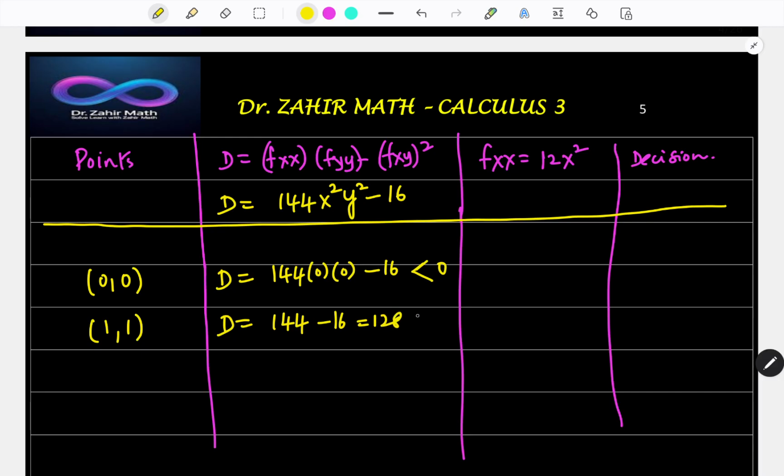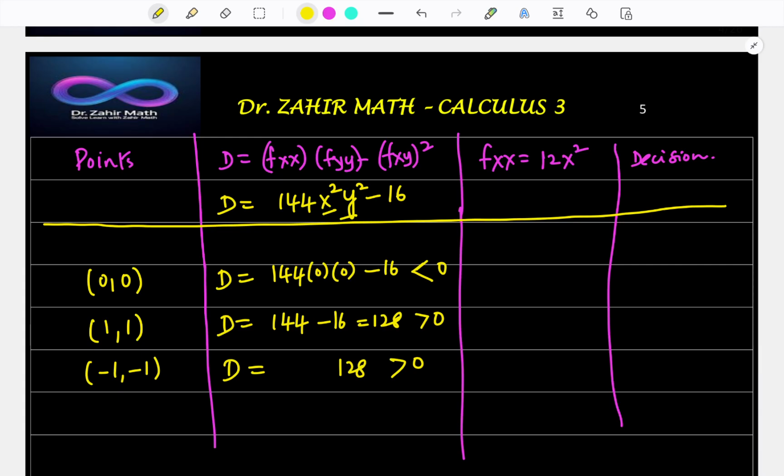Which is 128, which is positive. Let me take the next point, which is minus 1, minus 1. Of course, x square, y square, so you'll get the same thing. D is 128, which is greater than 0, because when I put 1 in the x square or minus 1 in the x square, both are going to be the same.